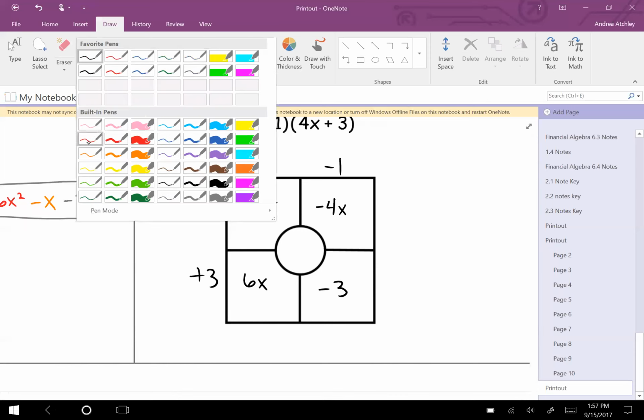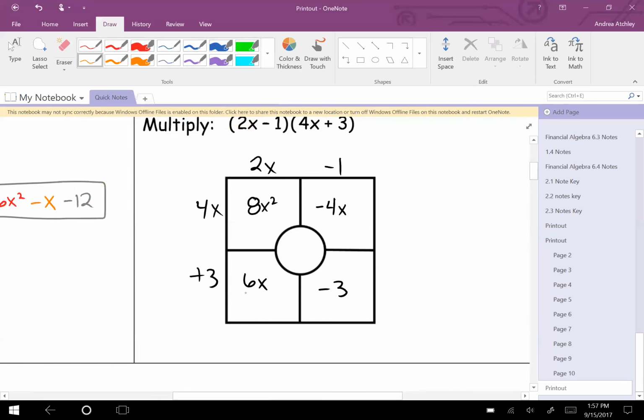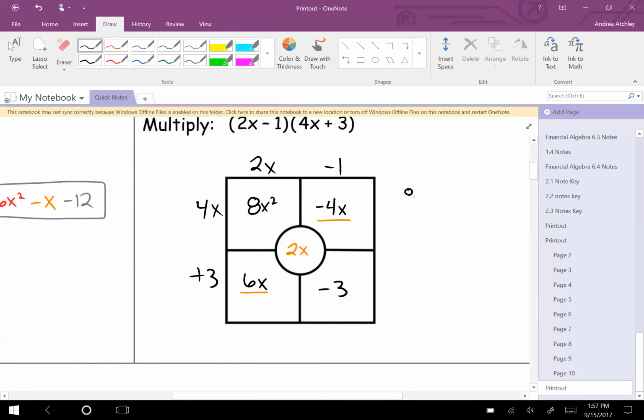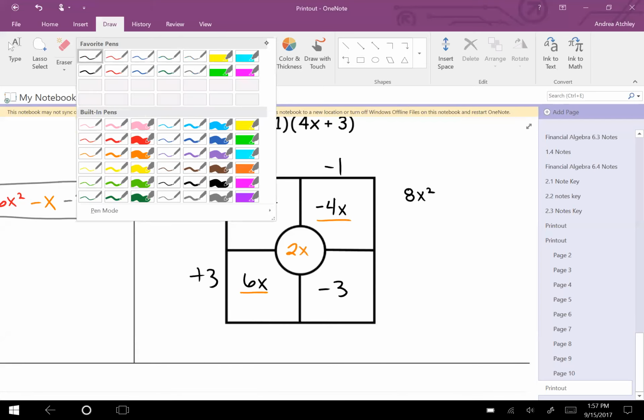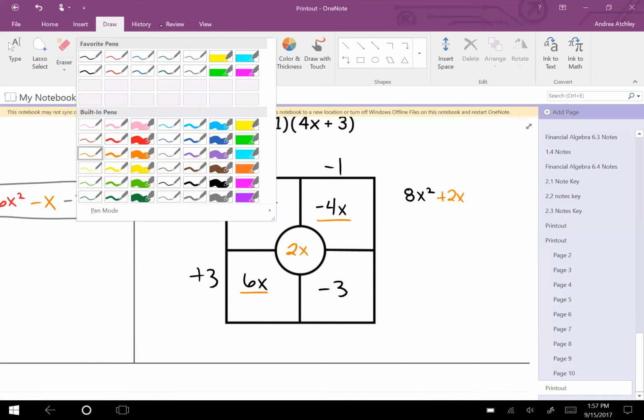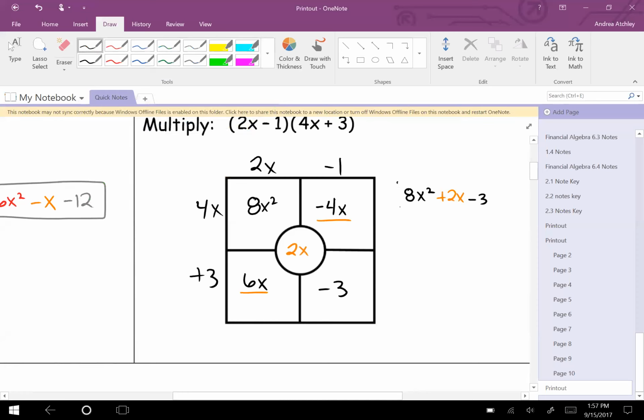So once again, we just want to combine those like terms in the middle. The 6 and the negative 4. Once again, they're opposite signs, so I'm going to subtract and get a positive 2 because the 6 is bigger. So my trinomial now is 8x squared plus the 2x minus 3, and that is the area of that square.